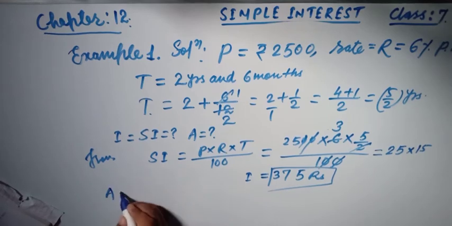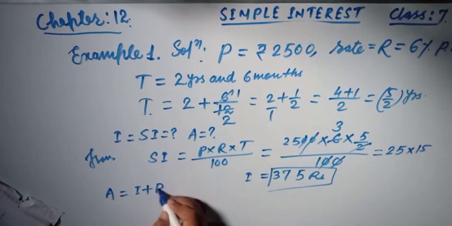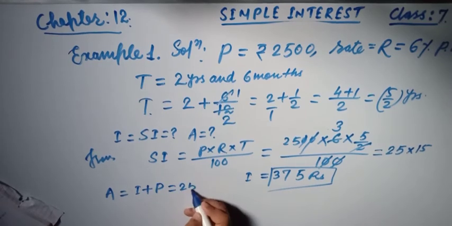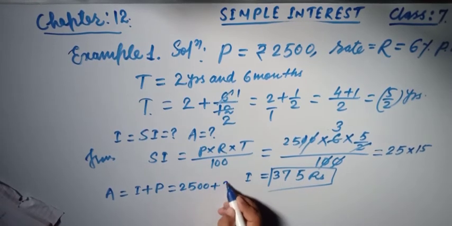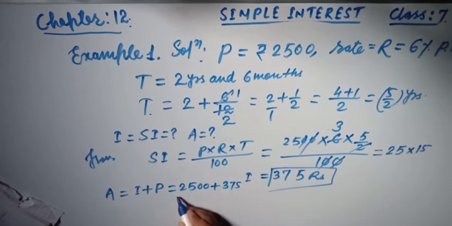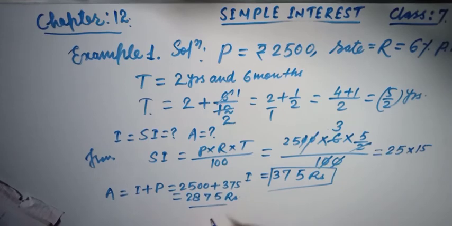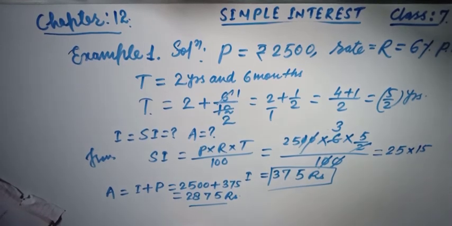Now A, friends, amount, is equal to I plus P or P plus I. So P is 2500 and plus 375. So after adding, friends, this is 5, this is 7, this is 8 and 2. We can say that 2875 rupees, this is the amount. I hope, friends, you will understand. Now see the next one.